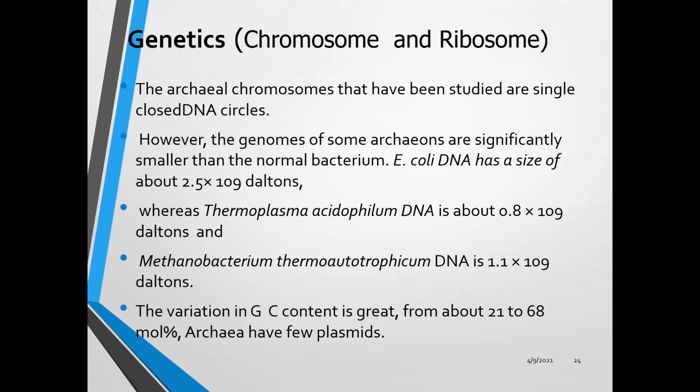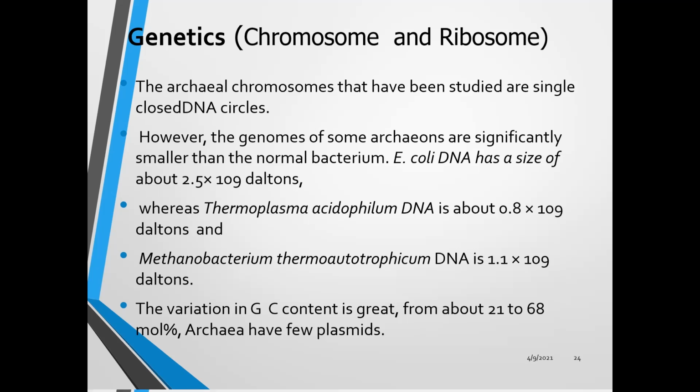The archaeal chromosomes have been studied as a single closed circular DNA. The genome of some archaea is significantly smaller than the normal bacterium. E. coli DNA has a size of about 2.5 x 10^9 daltons, whereas Thermoplasma acidophilum DNA size has been 0.8 x 10^9 daltons, while Methanobacterium thermoautotrophicum has 1.1 x 10^9 daltons, so there are variations.